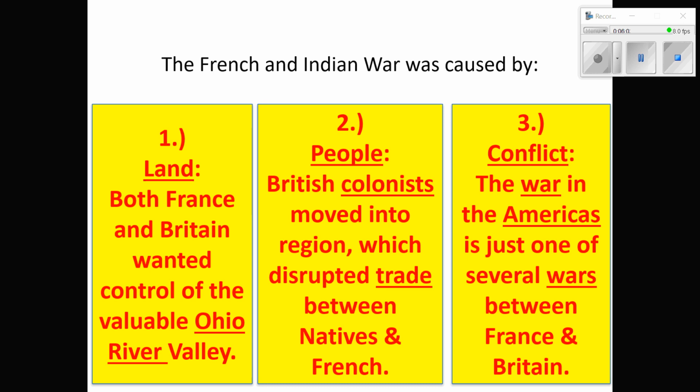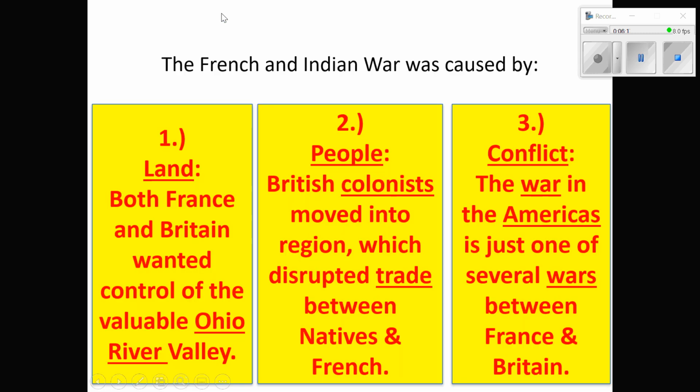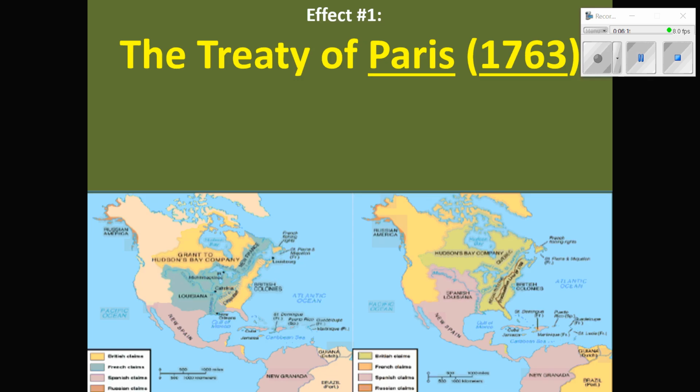This war in the Americas is one of many, many wars between France and Britain. They have a very troubled history. Now let's look at that first effect. We looked at our causes right here. Now we're going to go into effects. After the war was over, what had happened?